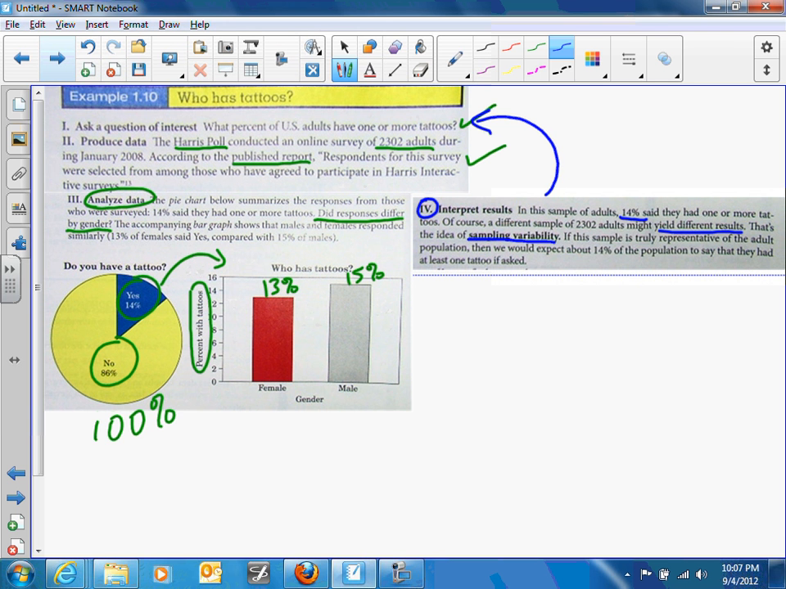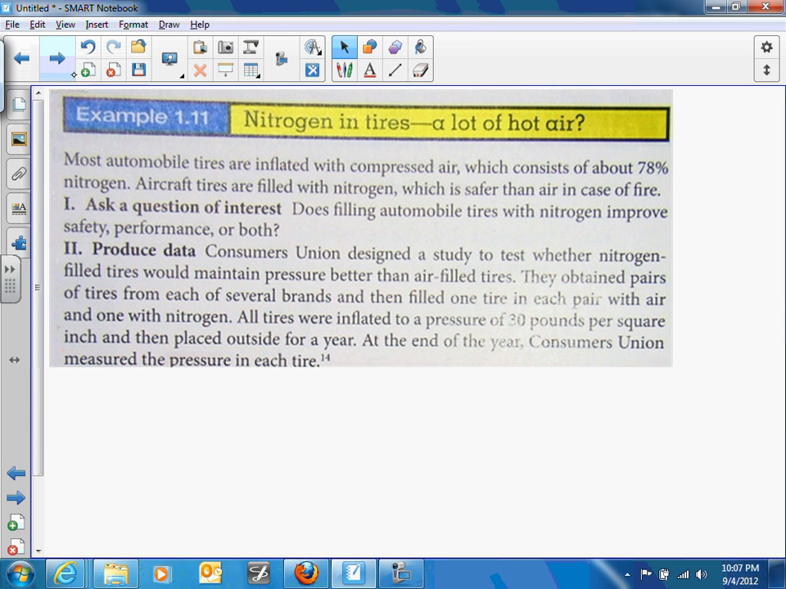If this sample is truly representative of the adult population, again, representative of the adult population, then we would expect 14% of the population to say they had at least one tattoo if asked. So again, the question is, do you have a tattoo? Do you know someone who has a tattoo? Okay, let's look at another question.